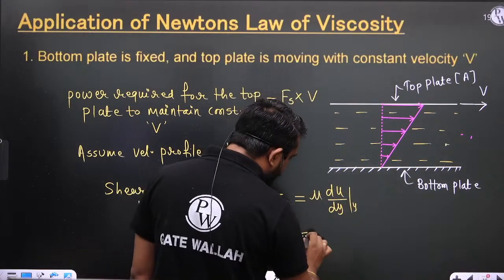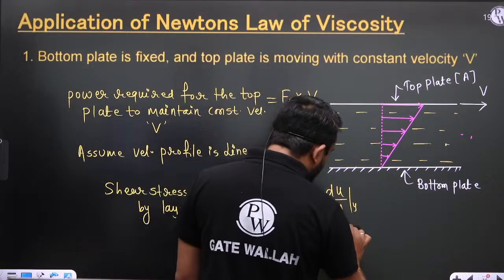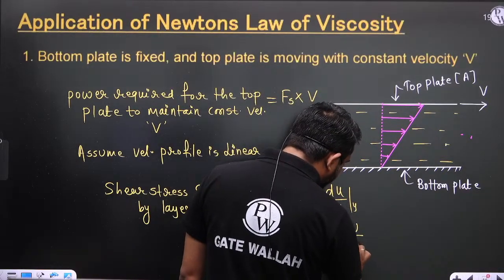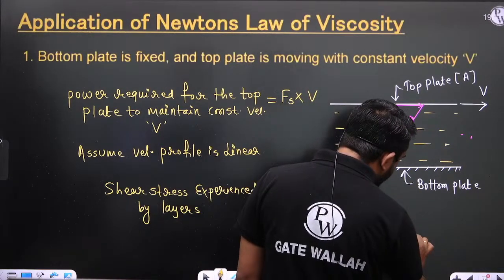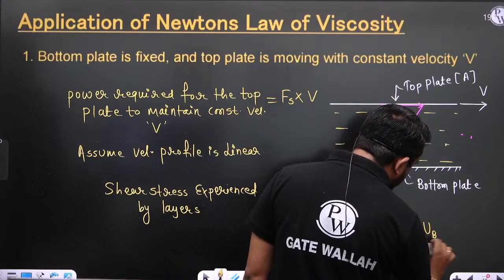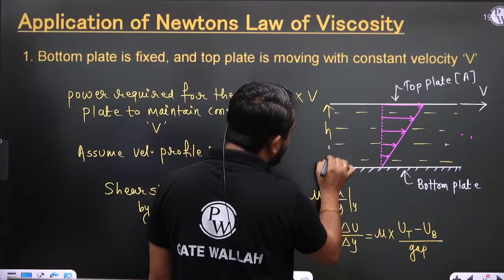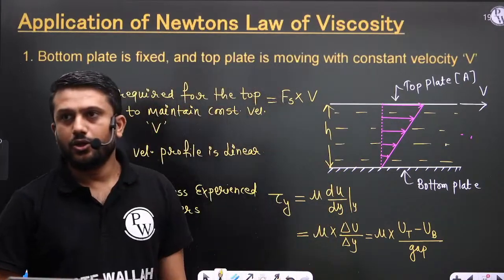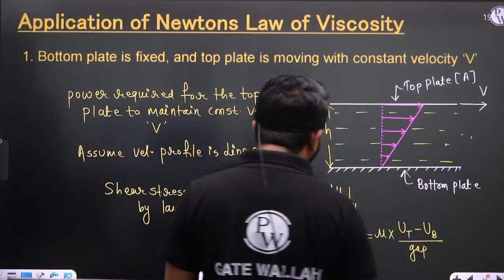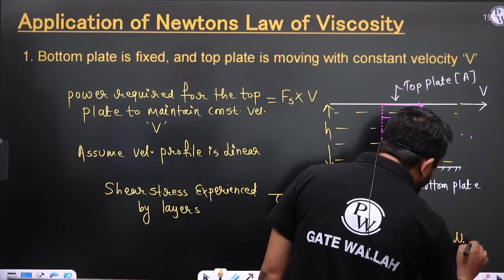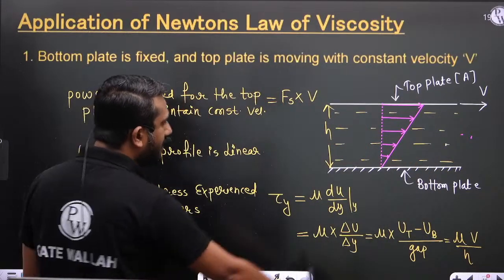Right? And since the velocity profile is linear, simply we can write mu multiplied by delta u by delta y, or we can say mu multiplied by top plate velocity minus bottom plate velocity divided by gap. And let us consider this gap is h. So the bottom plate is stationary and the top plate is moving with velocity v. So we can simply say mu v by h. So this is the shear stress.